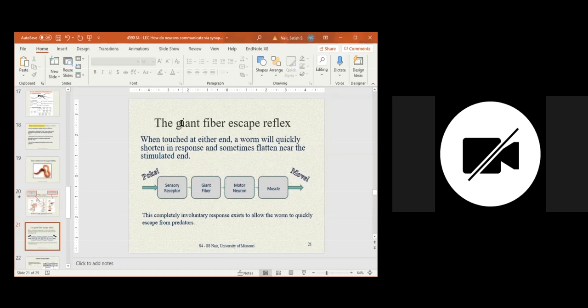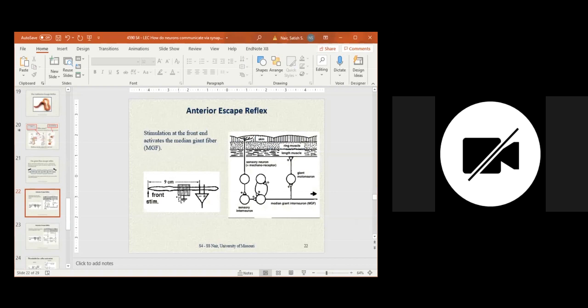So let me read this. The giant fiber escape reflex. When touched at either end, a worm will quickly shorten its response, and sometimes flatten near the stimulated end. This completely involuntary response exists to allow the worm to quickly escape from predators. Just like when you touch a hot stove, it's an escape reflex. Anterior escape reflex. So this is an earthworm about 10 to 12 centimeters long.